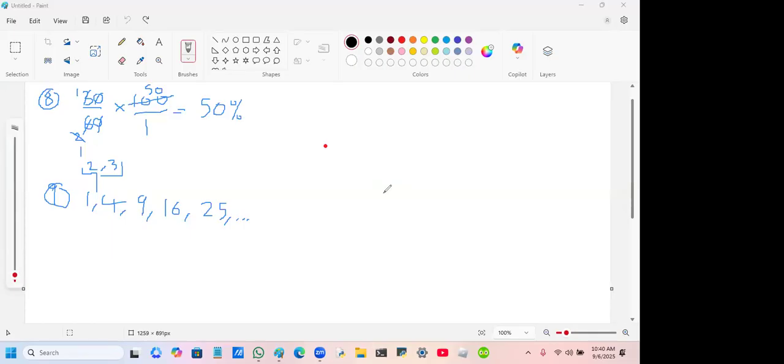See, this is why you need to know your times table. 121 is the square of 11. So the only number there that is not a perfect square is 200.